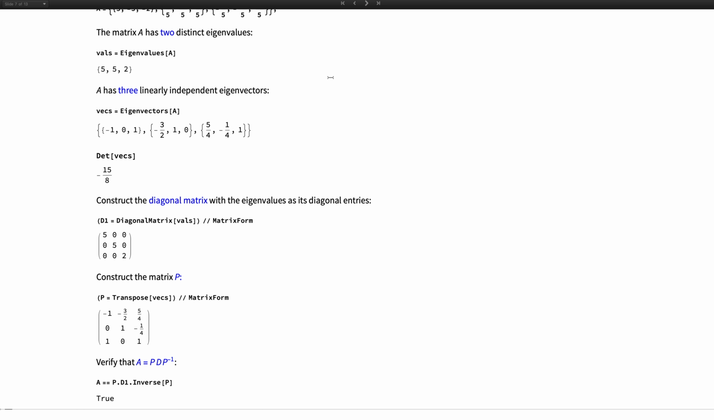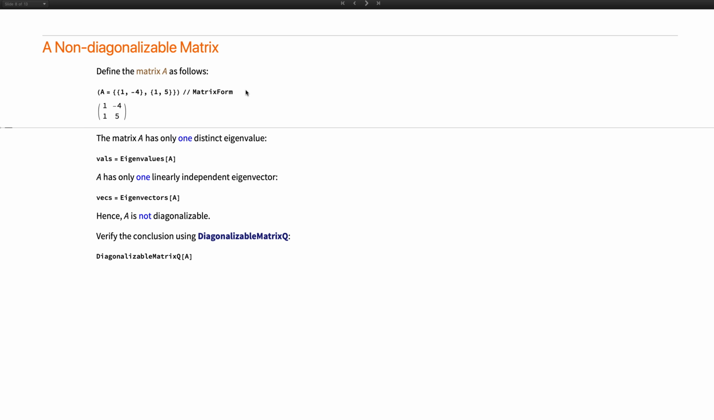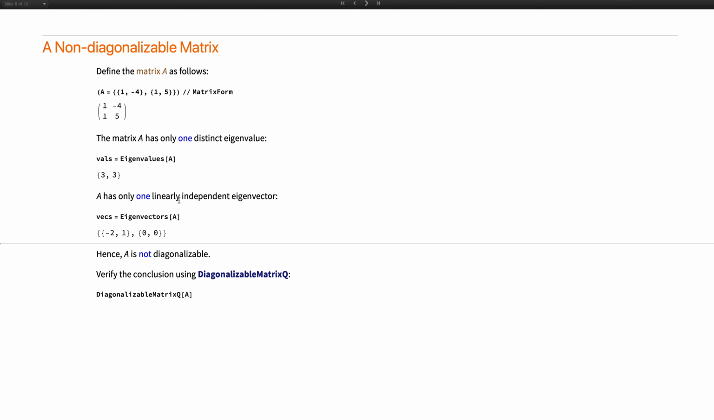Okay, just to make sure that not everything can be diagonalized, here is a non-diagonal matrix. So here's the matrix A. It has just one eigenvalue, although it's of order 2. And then you see over here that, in fact, you only have one linearly independent eigenvector, because the second one over here is just a 0 vector. So this matrix cannot be diagonalized.